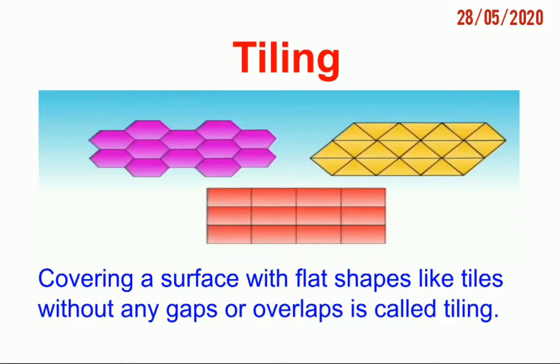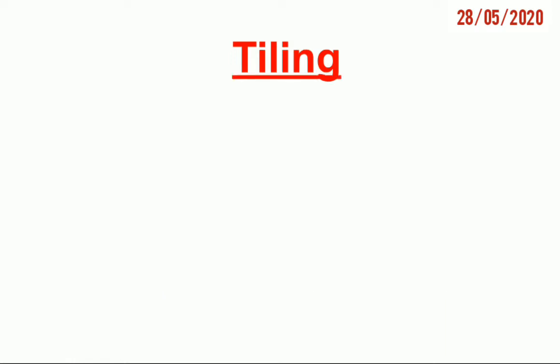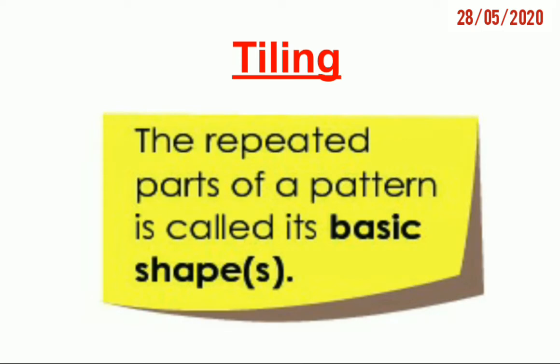Before that, let us recall the term basic shape which you have already learned in class 2. Alright. So dear children, what is basic shape of a pattern? Can anybody give me the answer? Okay, let me tell you. The repeated part of a pattern is called its basic shape. Alright, again I am repeating. What is the basic shape of a pattern? The repeated part of a pattern is called its basic shape. Alright, so let us do some examples.